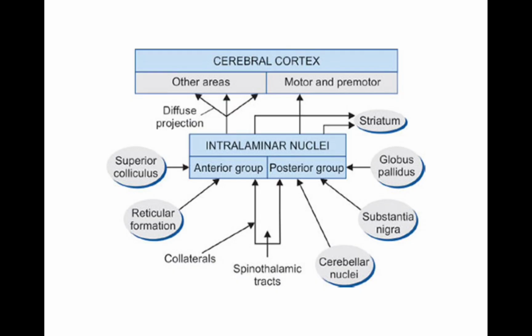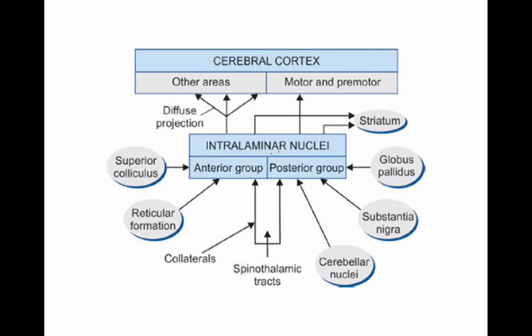So what's in the middle here? Intralaminar nuclei, a group of cells inside the Y-shaped structure you have seen in the diagram also, which splits into an anterior group and a posterior group. Okay, what all sends information to the intralaminar nuclei? Reticular formation, which is the brain stem area that controls sleep or wake. Then the superior colliculus, which handles the visual reflexes.